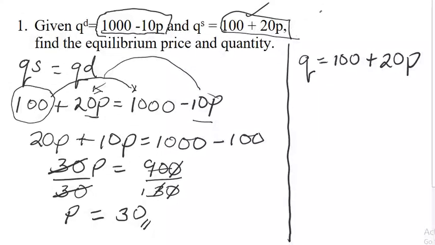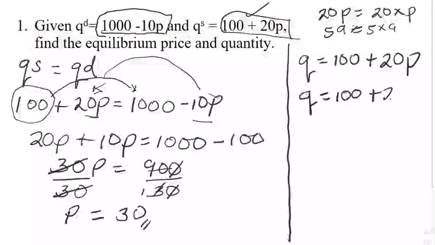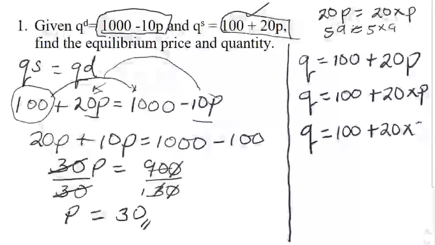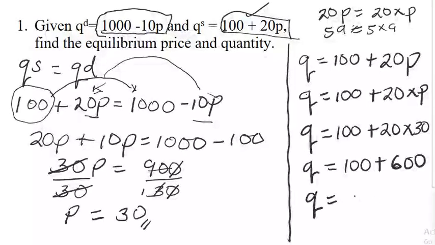In math, 20p is the same thing as 20 times p. And if you have 5a, it's the same thing as 5 times a, and so on. So a coefficient and a variable, whenever they are together, it means they are multiplying each other if there is no sign separating them. So Q equals 100 plus 20 times p. 20 times p will also give us 20p. What is p? P is 30. So Q here will give us 100 plus 20 times 30, which will give us 600. Our final answer for Q will be 100 plus 600, 700.